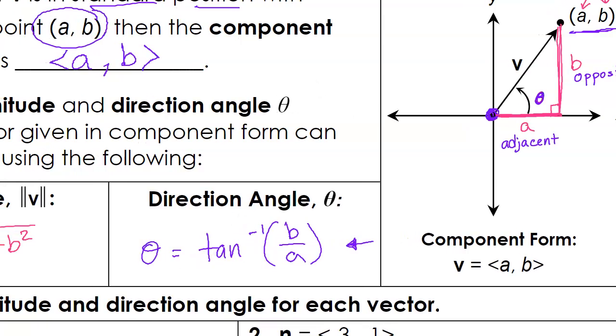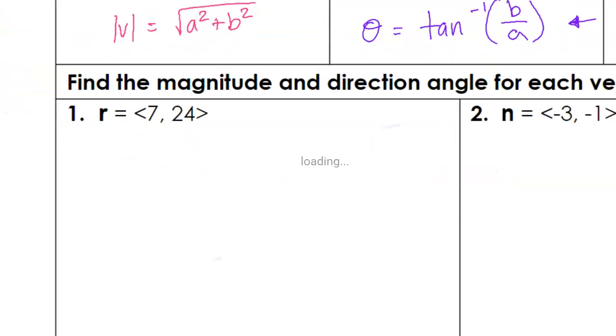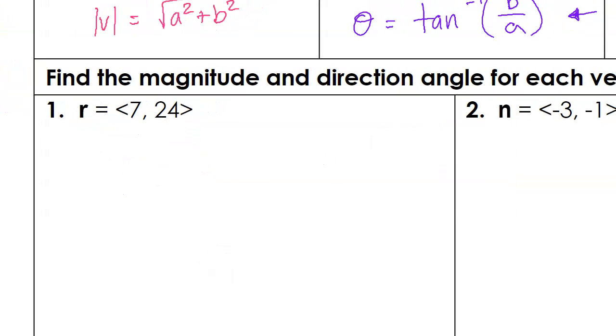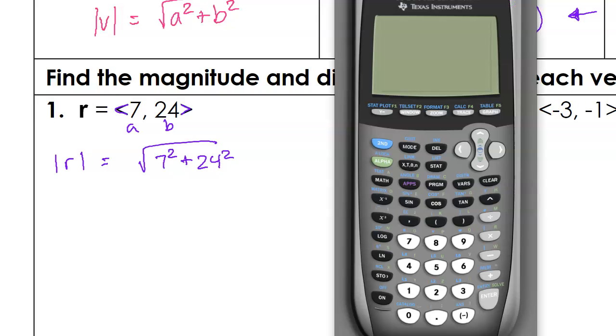So let's try it. We're going to find the magnitude and direction angle for the vectors. Here, in this first example, we have r, and this is in component form because of these little arrows, equals <7, 24>. This is our a value, this is our b value. To find the magnitude of r, all we have to do is square root the a term squared plus the b term squared. And I'm going to pull out my calculator.